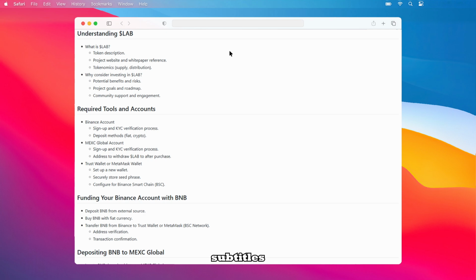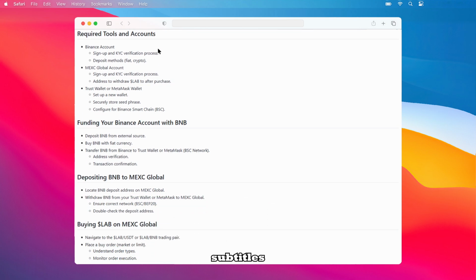Next, you'll require an MEXC Global account. Similar to Binance, sign up and complete the KYC verification. You will need the MEXC Global account address to withdraw your $LAB to after you purchase it. Finally, you'll also need a Trust Wallet or MetaMask wallet. Set up a new wallet if you haven't already, and this is crucial: securely store your seed phrase. This phrase is the key to your wallet, so keep it safe. Also, make sure to configure your wallet for the Binance Smart Chain, or BSC, as $LAB operates on this blockchain.